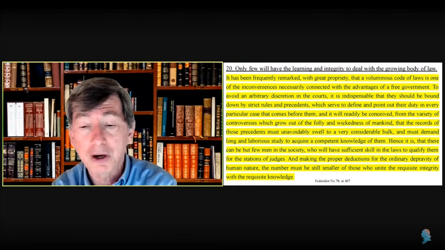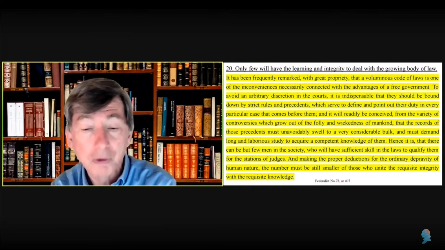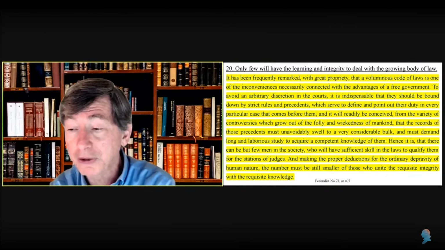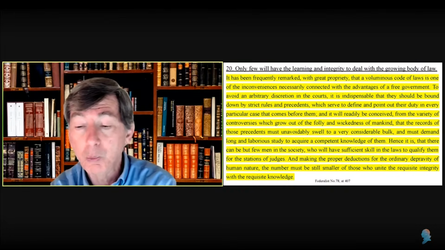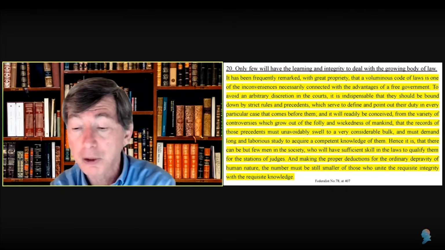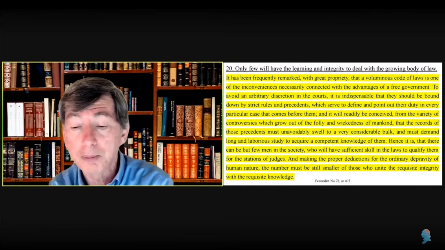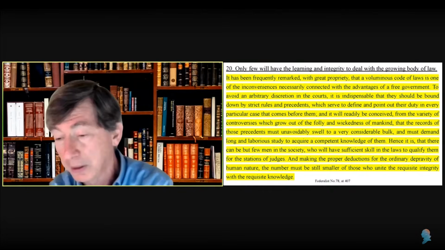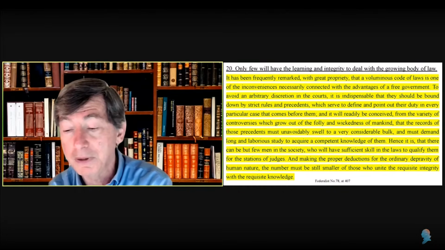To avoid an arbitrary discretion of the courts, it is indispensable that they should be bound down by strict rules and precedents. How do you square that with the living Constitution? You can't. Which serve to define and point out their duty in every particular case that comes before them, and it will readily be conceived from their variety of controversies which grow out of the folly and wickedness of mankind, that the records of those precedents must unavoidably swell to a very considerable bulk, and must demand long and laborious study to acquire competent knowledge of them.